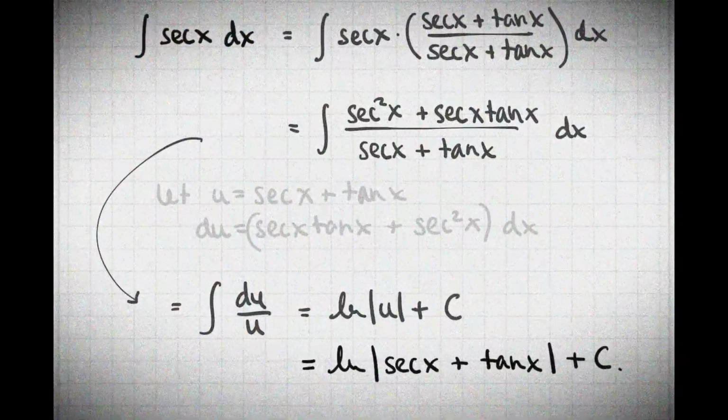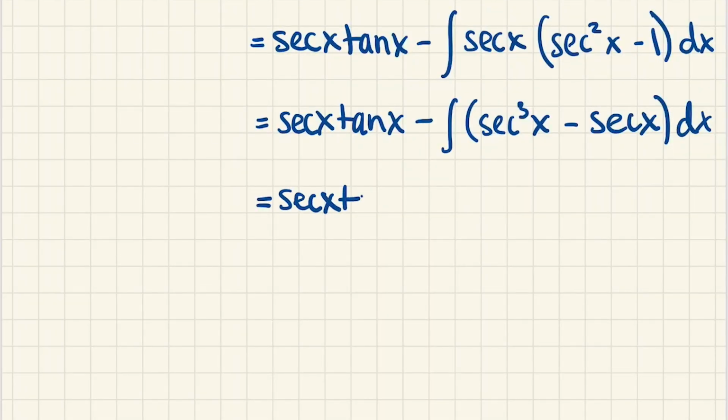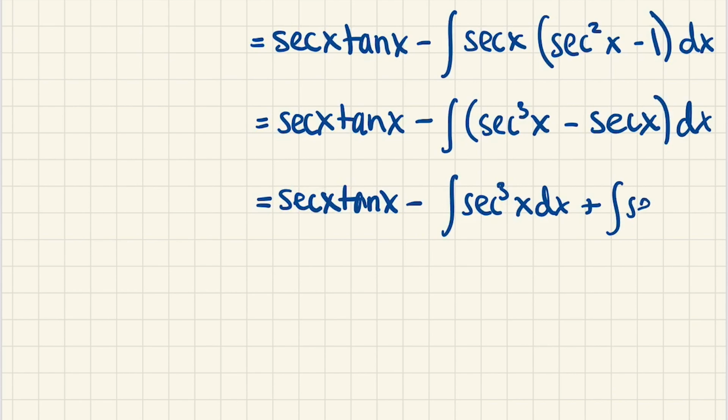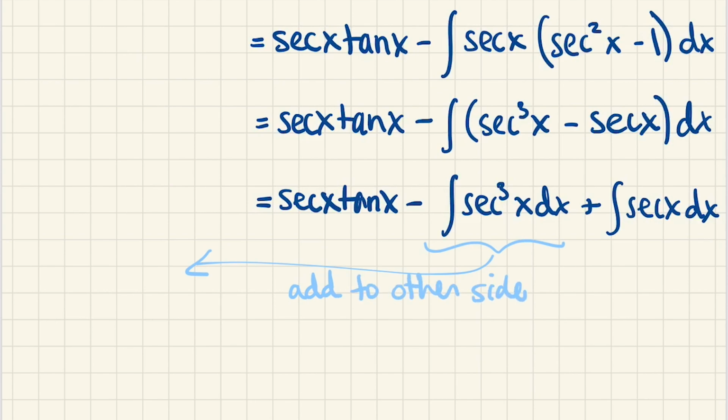So what are we dealing with here? Secant of x tangent of x minus the integral of secant cubed of x dx, and plus, by distributing that negative, integral of secant of x dx. So if we add to the other side, we get 2 times the integral of secant cubed is equal to this.